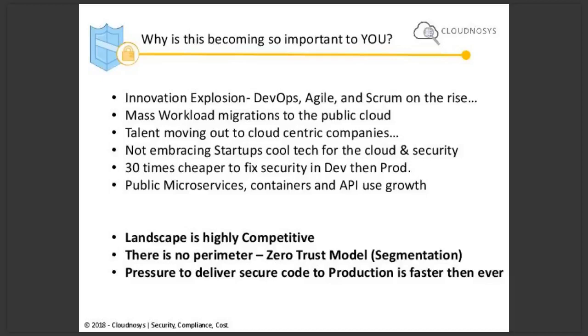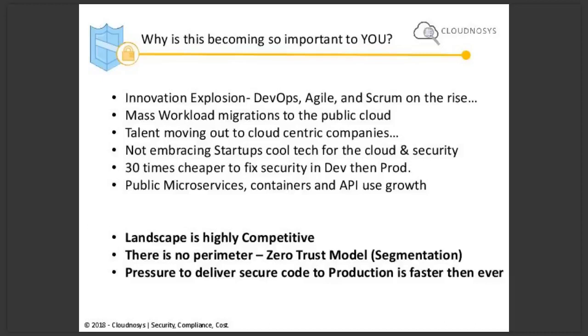There's a lot of workloads migrating to the cloud, and of course, there's a lack of talent because talent is moving out to cool cloud-centric companies. So they want to improve their skills and they want to go to companies that are innovating. And of course, there's a lot of push in larger companies that I've seen where they're not embracing startup tools, tools that are developed for the cloud by startups, especially on the security side, because they feel that, well, it's not mature enough and we're not ready for it. So, using something is better than not using something at all or waiting for some maturity process to take place.